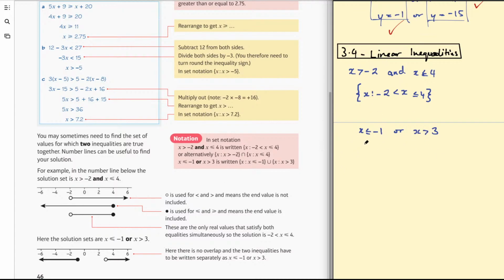And then this one is written as two separate ones. So x less than -1, union with x greater than 3.